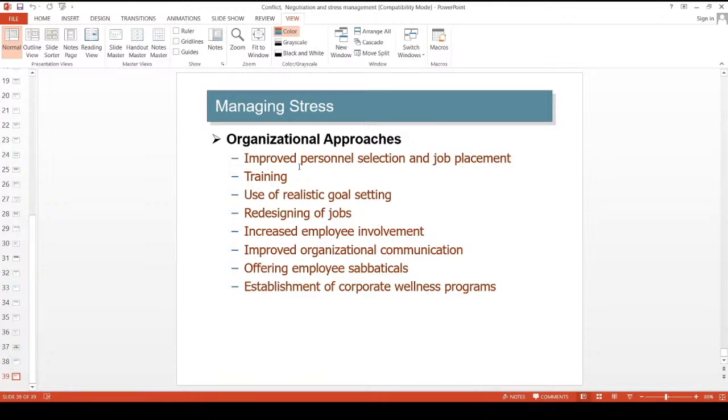Similarly, employee involvement strategies should be used. We have to let the employees participate. We have to delegate authority to the employees to make their decisions. That will also be helpful to reduce the stress level. Improved organizational communication should be there. The communication channel should be improved in order to reduce the stress level. Then establishment of corporate wellness programs. These wellness programs may again be very helpful for the management of stress within the organization.